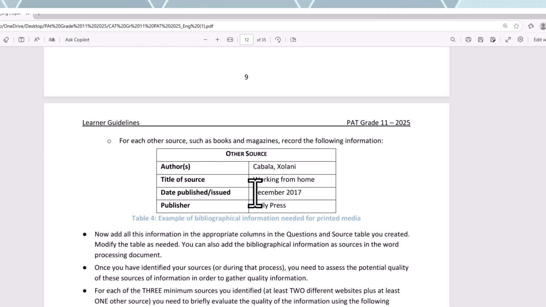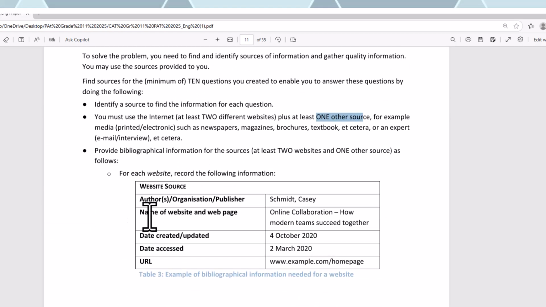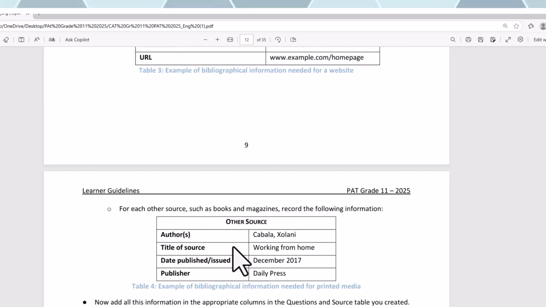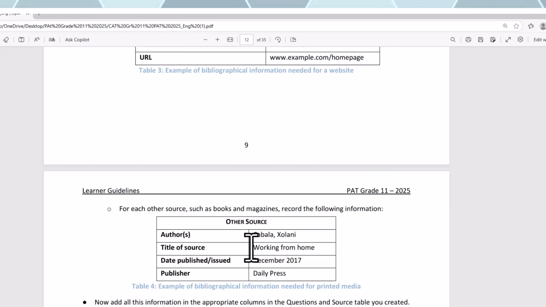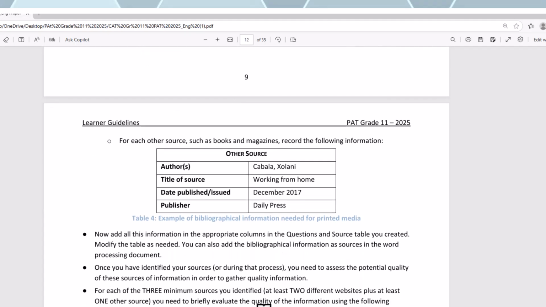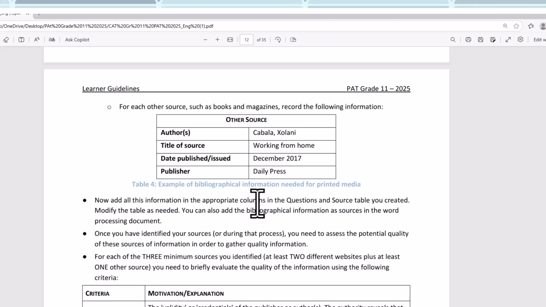If we carry on down, other source. What is that? If you're not using the internet, you have to have one other source. This goes back to what I was saying at the start: when you're doing your PET, go and find some more information from a book, a pamphlet, or a document that you might have found, and you will have one of these in. Keep this in the background of your memory. Now add this information into the appropriate columns in the questions and source table created. Modify the table as needed. You can also add the bibliographical information, the sources, and it carries on down.